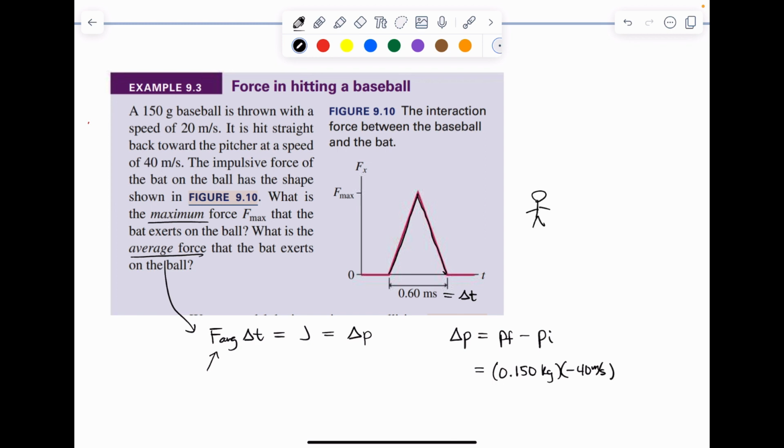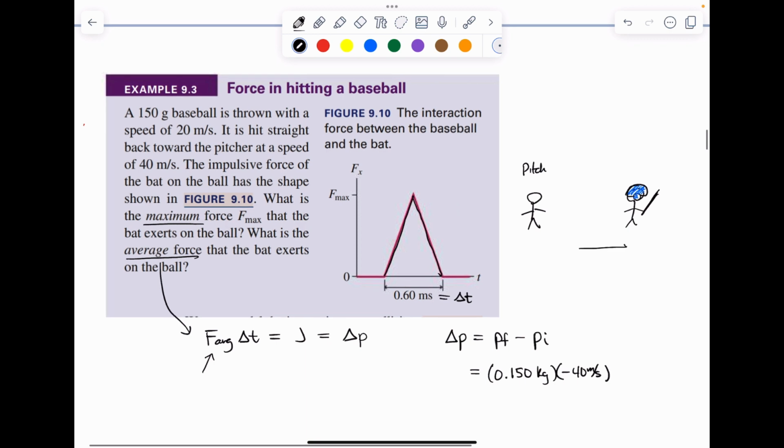We might even want to draw a picture. Here's the pitcher. Here's the batter. Oh my gosh, that's a terrible bat. Let me just draw the person. So the batter is here, and he's got the helmet and the bat. Oh, my pictures are really terrible. It's okay, that's not too bad. So positive x, and we've got negative x.